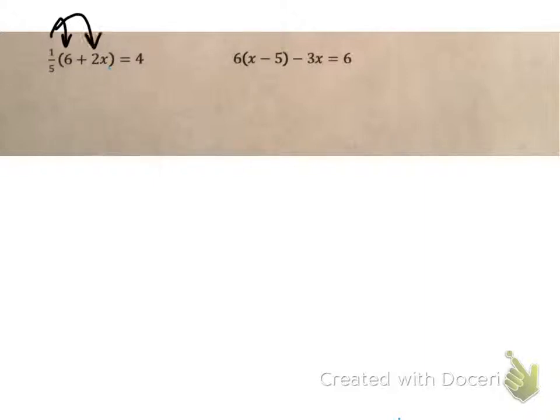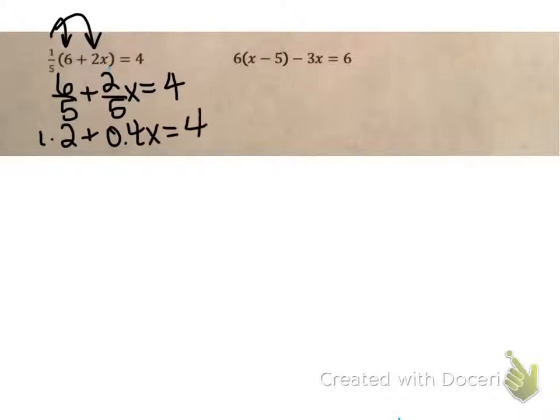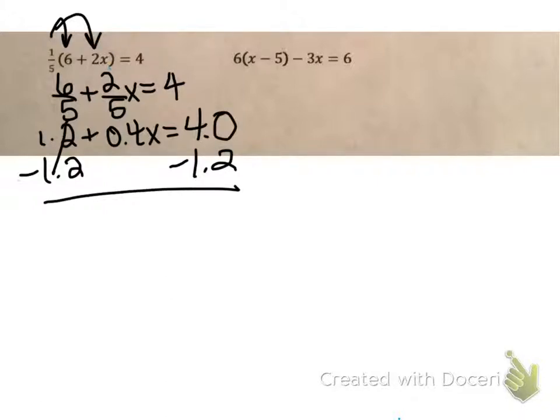We're going to do the distributive property here, which gives us 6/5 plus 2/5 x equal to 4. If you're using a calculator, you can use decimals. You'd actually have 1 2/10 and 4/10 for those. And now we're going to do our adding subtracting inverse, which is to take away 1 2/10 from each side. Add a 0 there so we know how to subtract it. And it actually is going to give us 2 8/10.